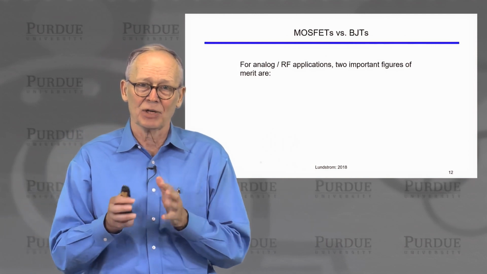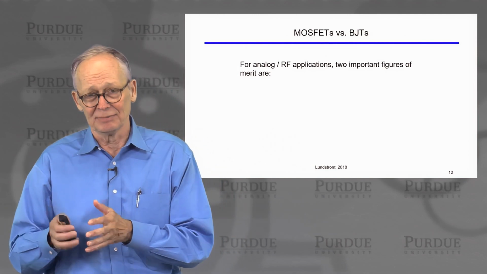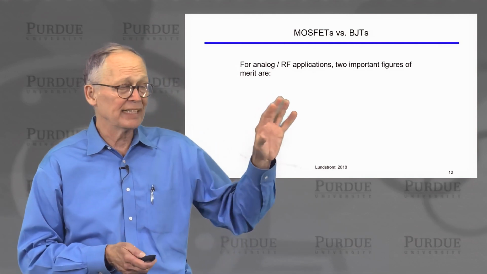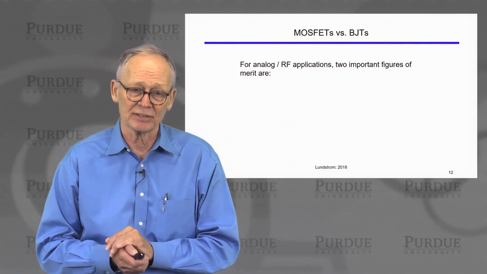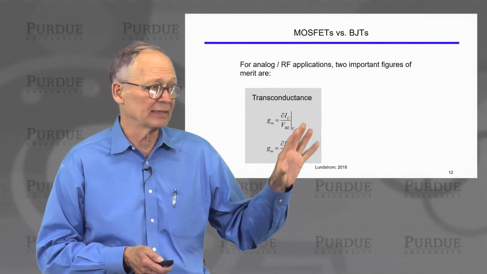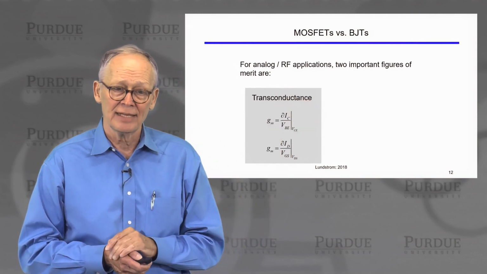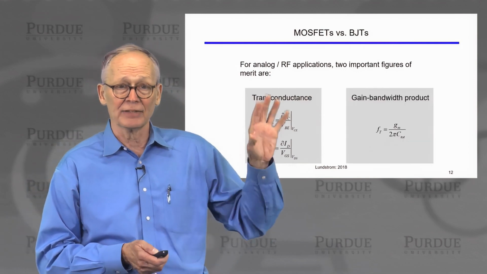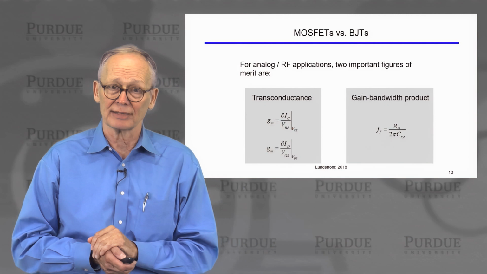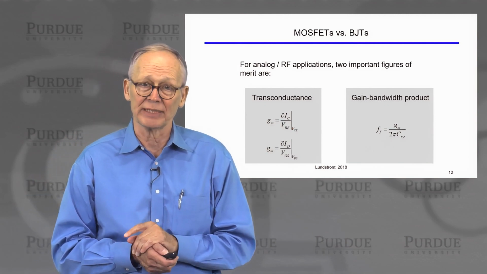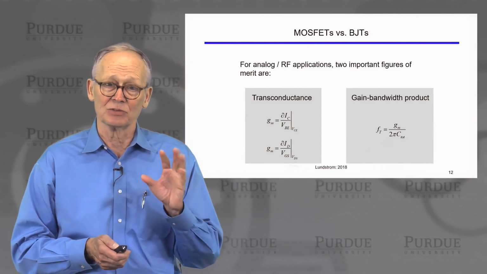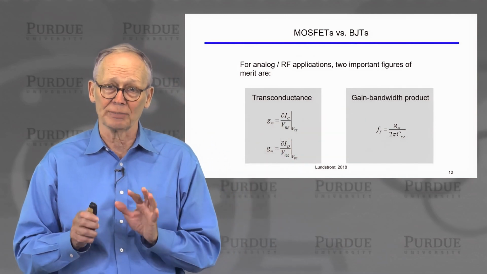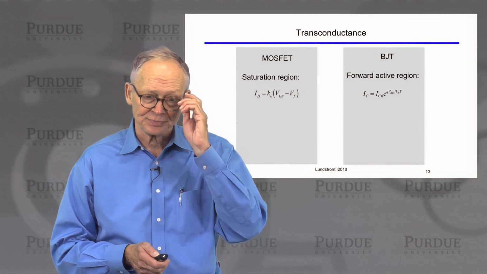Now, let's compare MOSFETs versus bipolars. We have two different types of transistors. How do they compare? We've seen that for analog or RF applications, we have two important figures of merit. One is the transconductance, the derivative of output current with respect to input voltage. The other is the gain bandwidth product, the maximum frequency at which we get a gain of at least 1. And that's the ratio of transconductance over 2 pi times the total capacitance of the device.